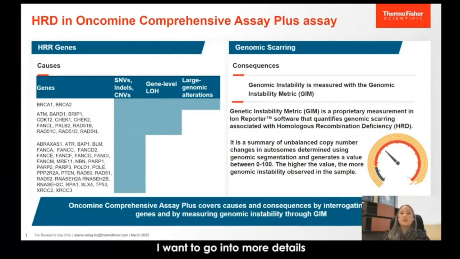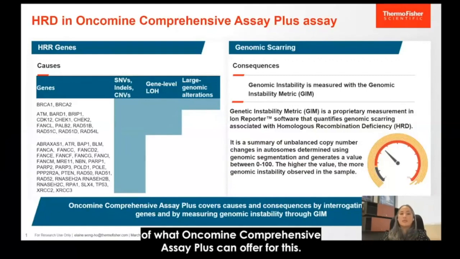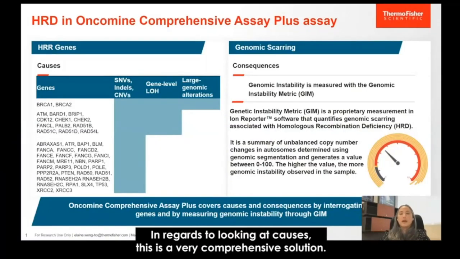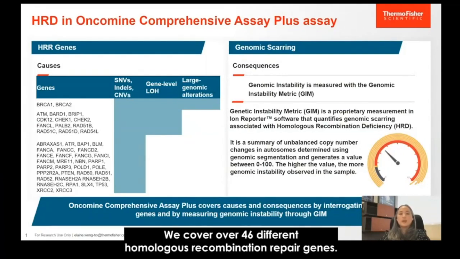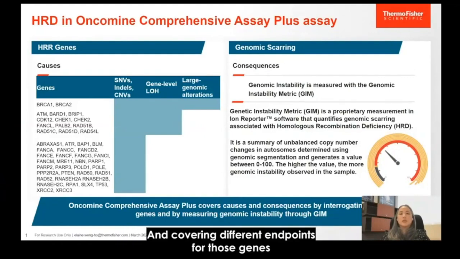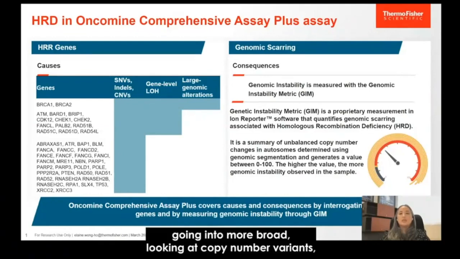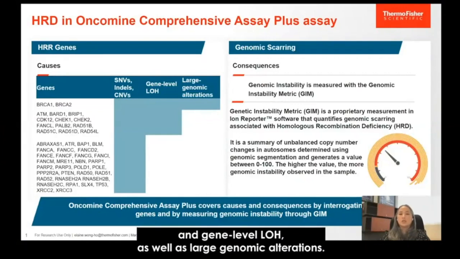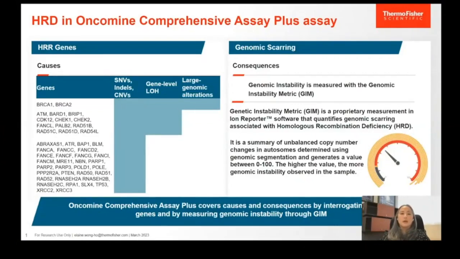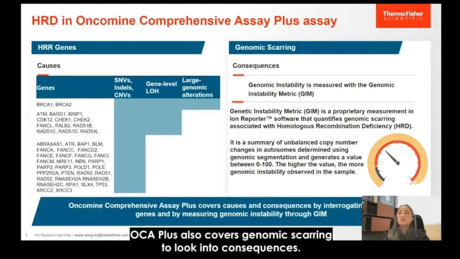Now that we went over different ways of measuring HRD, I want to go into more details of what Oncomine Comprehensive Assay Plus can offer for this. In regards to looking at causes, this is a very comprehensive solution. We cover over 46 different homologous recombination repair genes and different endpoints for those genes, from looking at mutations such as SNVs and indels, going into more broad, looking at copy number variants, gene level LOH, as well as large genomic alterations. Outside of the causes of HRD, OCA Plus also covers genomic scarring to look into consequences.